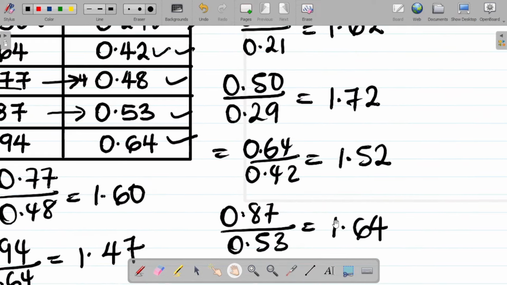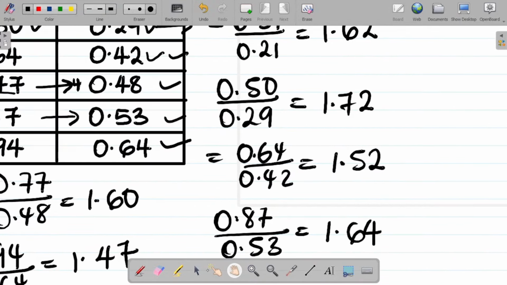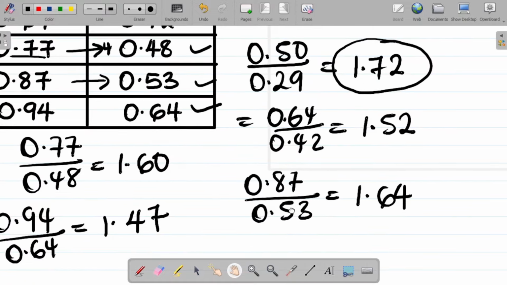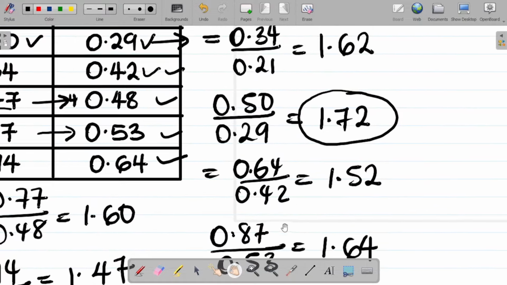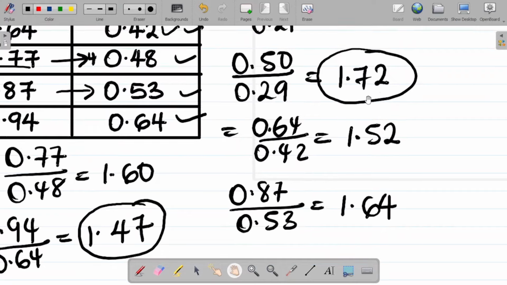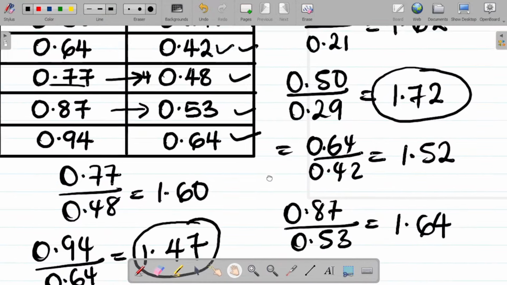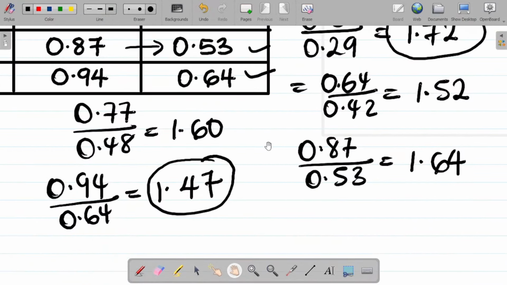So out of these 6 values here, I'll look for the maximum of them all. If I look at this, the maximum is this one here, 1.72. This is your maximum. Also get the minimum from this. My minimum should be this one here, 1.47. So you use these two values in calculating standard error, right? The maximum value of sine I over sine R, and also the minimum. So I'll use this in calculating my standard error.